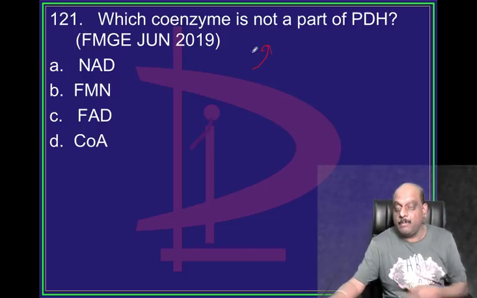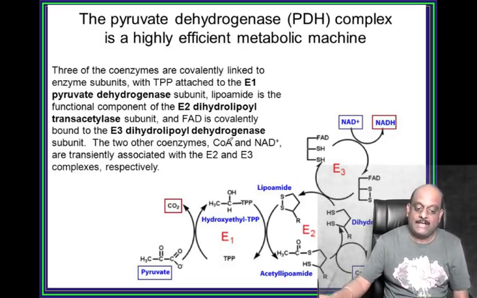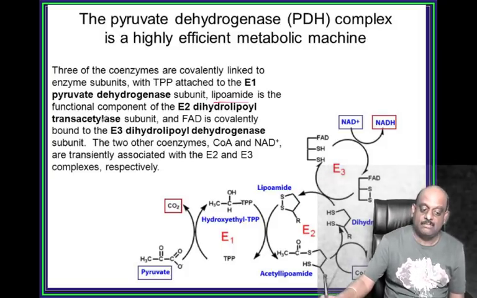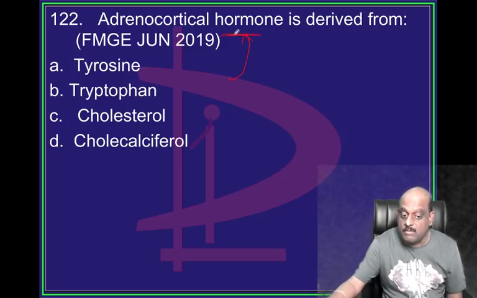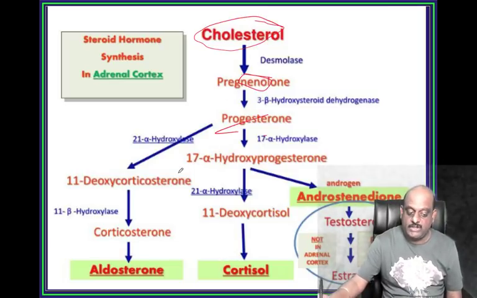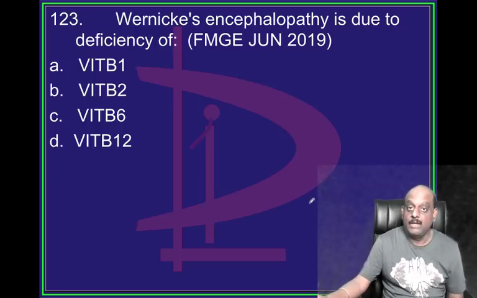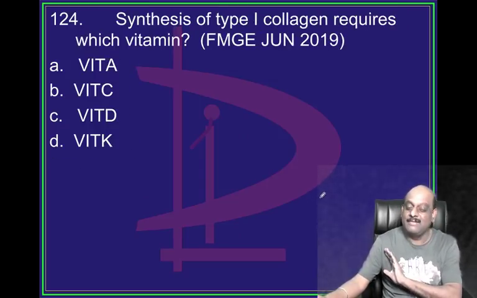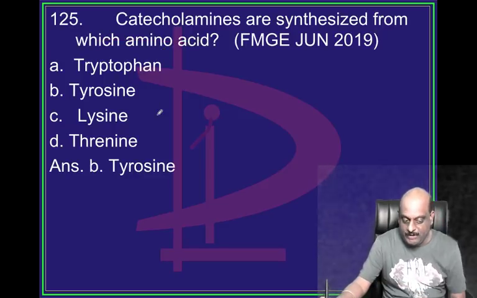Now, which coenzyme is not part of pyruvate dehydrogenase? You have NAD, you have FAD, you have CoA. So basically, lipoamide is the functional component. FAD, CoA, NAD, they're all involved. Right, doctor? Now, doctor, adrenocortical hormone is derived from cholesterol. So cholesterol becomes pregnenolone, progesterone, ultimately giving rise to aldosterone, cortisol, androstenedione, is what you should remember. Wernicke encephalopathy, vitamin B1, biscuit question. For type 1 collagen you require vitamin C. Catecholamines are produced from tyrosine.